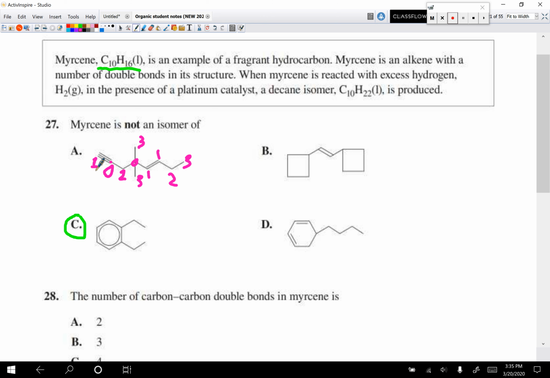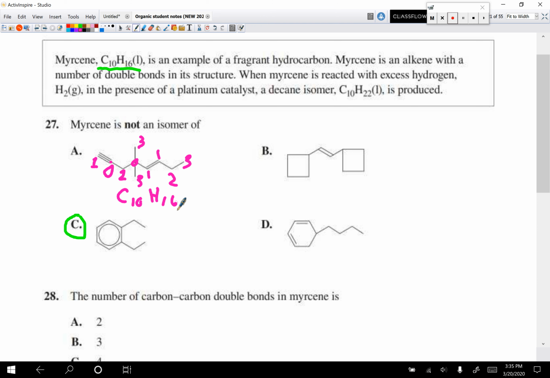Now, when we add up our numbers here, 1 plus 0 is 1, plus 2 is 3, plus 0 is 3. Then we have 6, plus another 3 is 9, plus 1 is 10, plus 1 is 11, plus 2 is 13, plus 3 is 16. So you got C10H16.